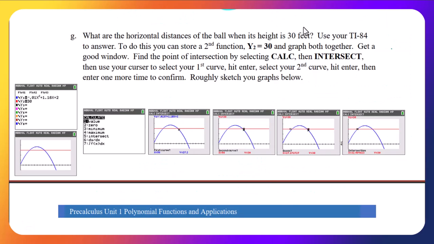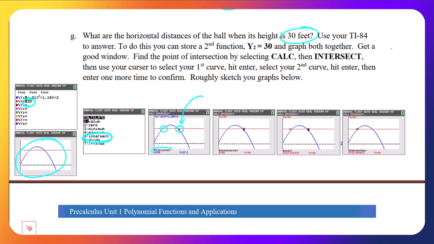To answer G, to find out what's going on when the ball is 30 feet up in the air, in y sub 2, I typed in 30. So you would type in y equals and type in 30, and then you'll get this red graph along with the blue parabola. And then we want to find out where these intersect. Now, there's going to be two answers. I'm going to find the one to the right. So this time we're going to use intersect.